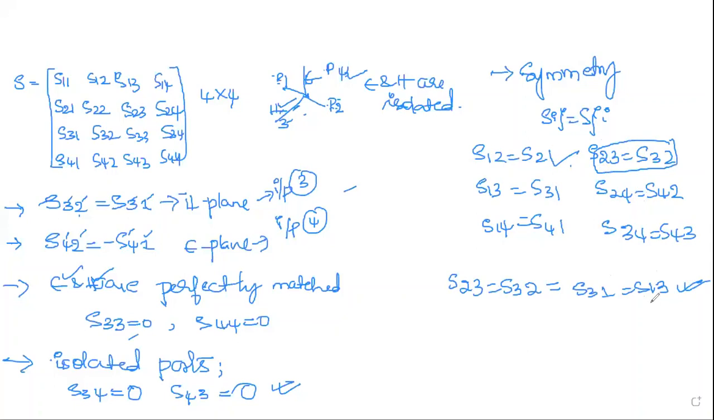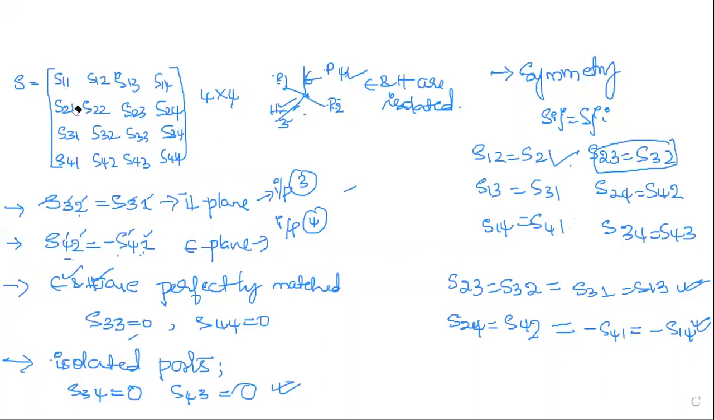Next, if you come to S24, consider your S24. S24 is also equal to S42, but see the E-plane T property. S42 is also equal to minus S41. So I can write this as minus S41, which is also equal to minus S14. This is from the symmetry property. Rest all remains same. So you can do one thing, write down the updated S parameter here.